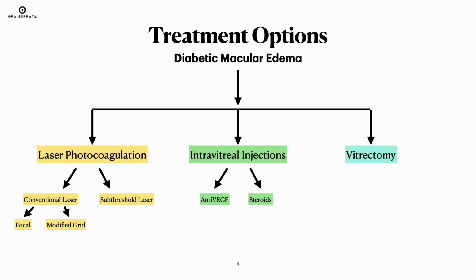So now coming to the different modalities of treatment which are available to treat diabetic macular edema. In this we mainly have laser photocoagulation, then intravitreal injections and vitrectomy. Laser photocoagulation can be of two types, that is conventional laser, and it can also be subthreshold laser. Then the second option that we have are intravitreal injections. These can be anti-vascular endothelial growth factor, or these could also be steroids. And the last option is vitrectomy, which is surgical.